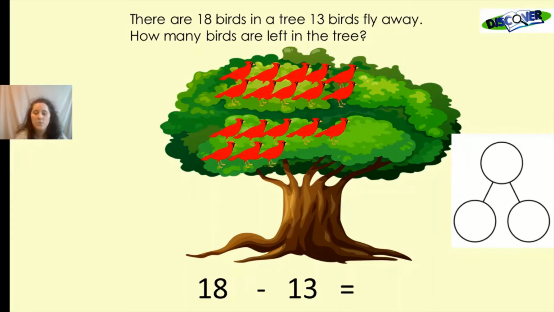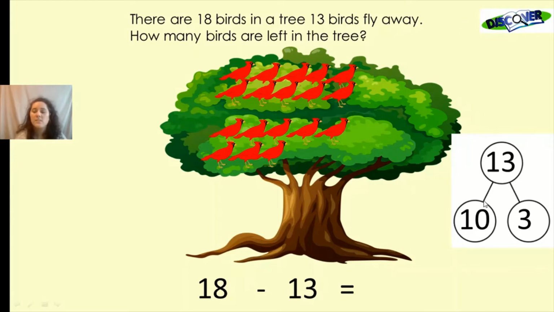So instead, we could partition 13. Let's see if we could do that now. So we'll put 13 in there. Do you remember what we could partition 13 into? That's right, we can put it into tens and ones. And I know that the number 13 has a group of 10 and 3 ones. So that would be a good way to partition 13.